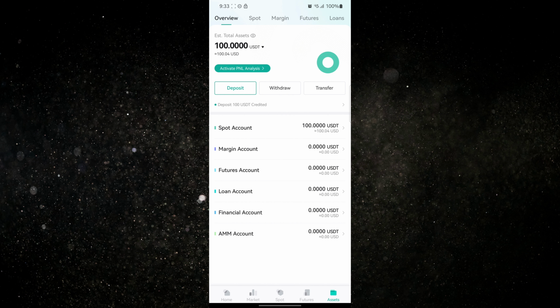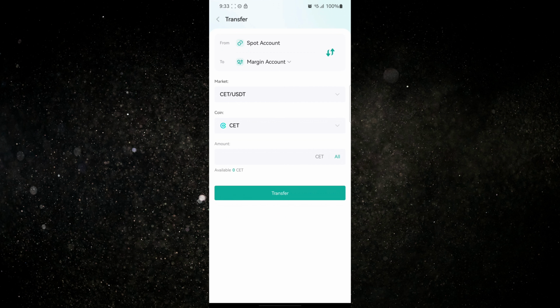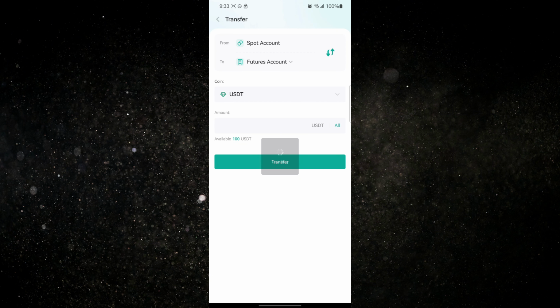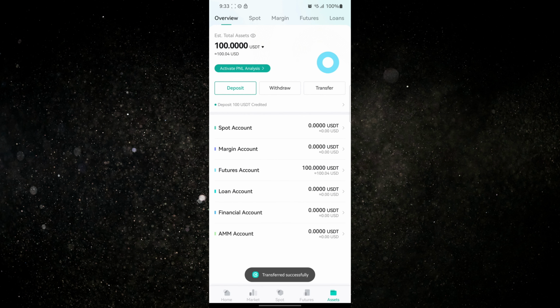How do I do that? You need to click on the transfer button. Clicking on the transfer button, it looks like this. What you want to do is click on the second one that says "to," because I'm sending from my spot to my futures account. Then I'm going to select USDT as the coin, if it's not selected. For the amount, I'm going to select all, because I'm sending all the assets, and I'm going to click on transfer, and it's going to send instantly. As you can see, transfer completed.